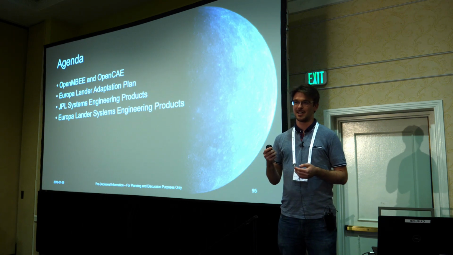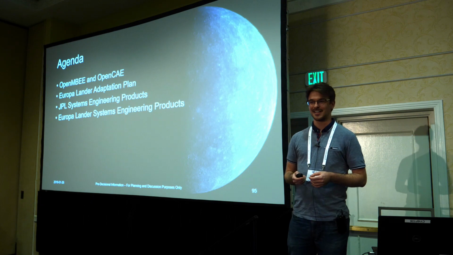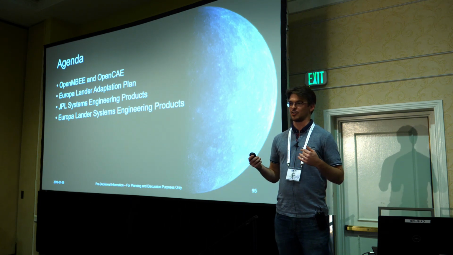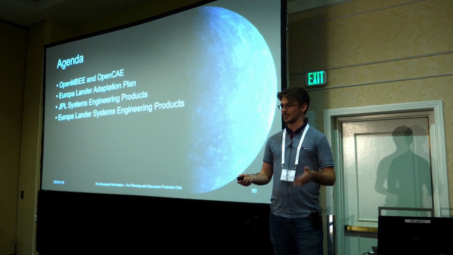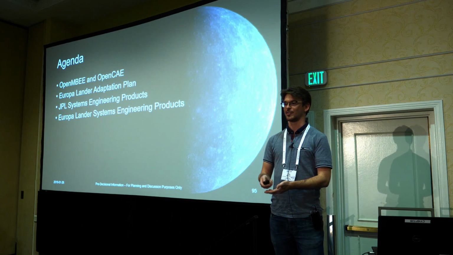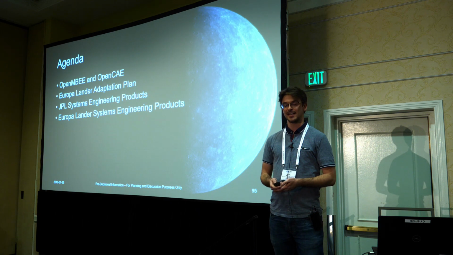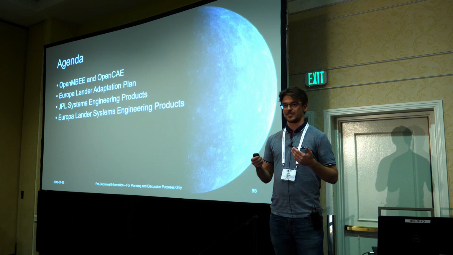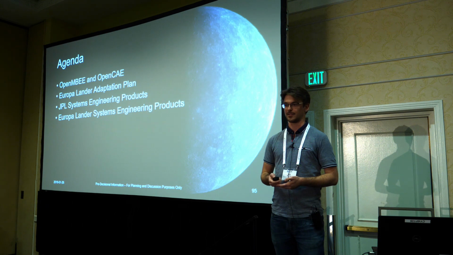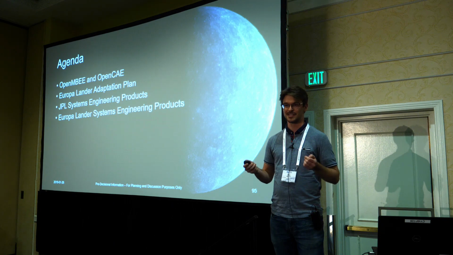I'm going to talk about what OpenMBE is and what OpenCAE is and how they relate. I'm going to talk about what Europa lander did at the beginning before we started this effort to adapt those concepts to our very specific engineering needs. And then I'm going to talk about some of the things that they need to produce for JPL, the system engineering products. And then I'm going to talk about how we did all that. So here we go.